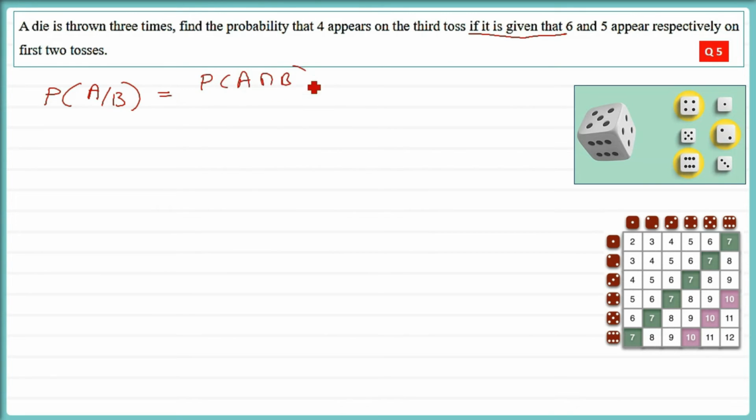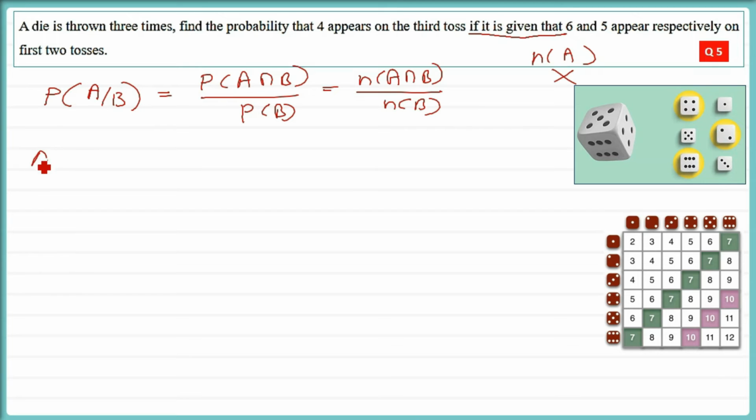P(A by B) is P(A intersection B) divided by P(B). So number of elements of A intersection B divided by number of elements in B. So N of A will not come here, so you don't have to make the A set. You just have to find out B and A intersection B. But for that you have to have a set A. Whichever you have to find out is taken as A. So getting 4 on the third toss will be taken as A.